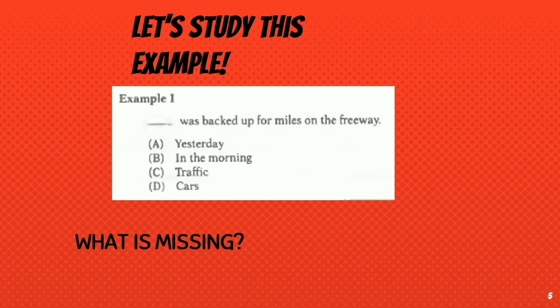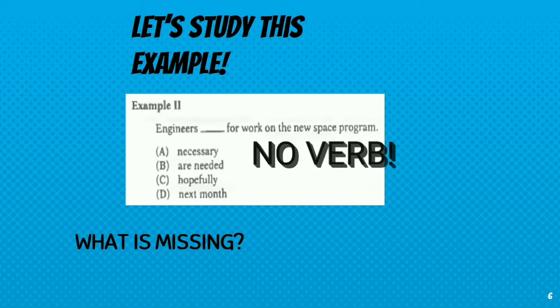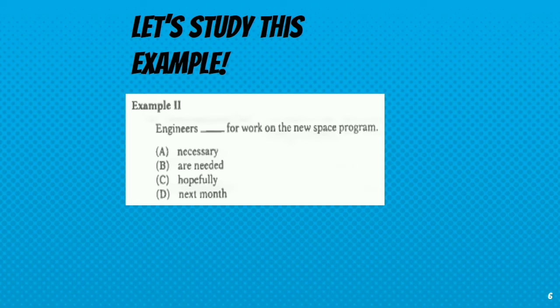Another example. Engineers, blank, for work on the new space program. Let's analyze again. What is missing from the sentence? Is there any subject? Yes, engineers is the subject. Is there any verb? No, the verb is missing. So we have to find the verb in the options. Luckily, there is only one verb in the options, which is are needed. Therefore, the answer is B.